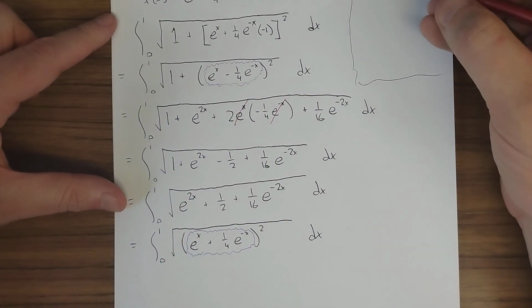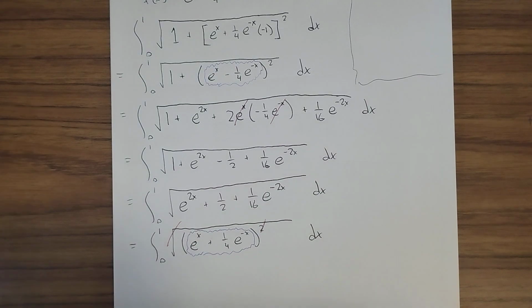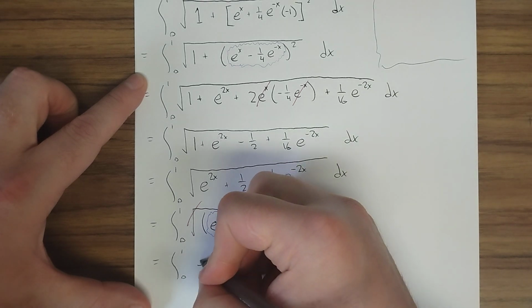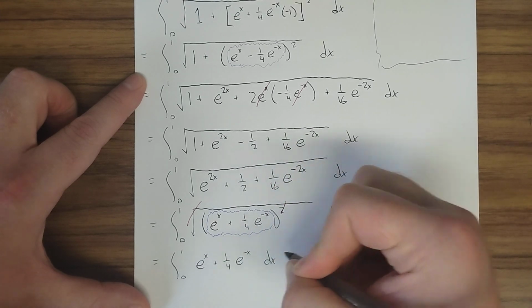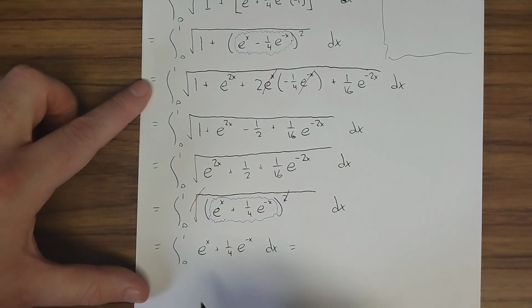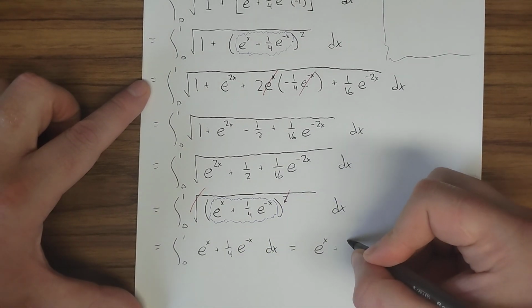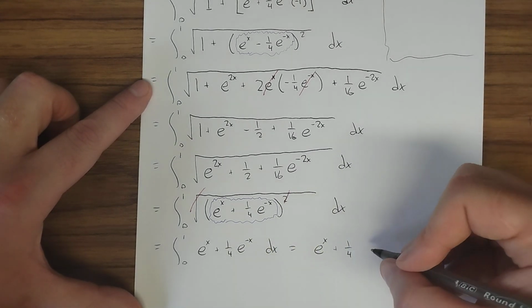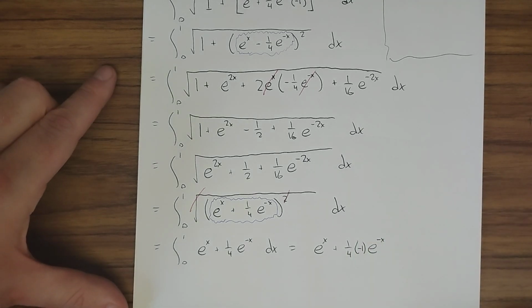Anyway, now it's like a miracle. This is squared and I've got a square root, so that just goes away. So where am I at now? I've just got e to the x plus 1/4 e to the minus x. Antiderivative of e to the x is e to the x. 1/4 carries through. The antiderivative of e to the negative x is just like this, except there should be a -1 to deal with this negative x.